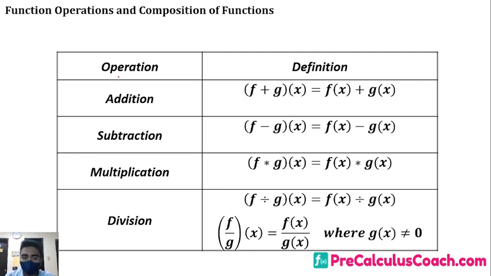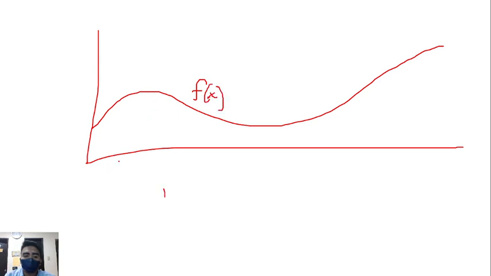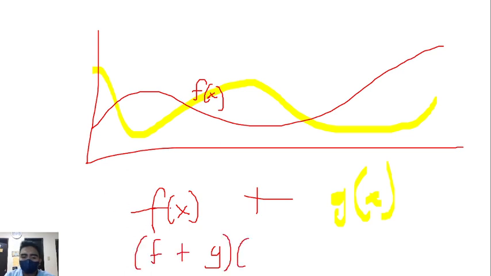Okay, so, in addition, we have this first function, which is f, and the second function, which is g. How do we deal with that kind of form? When we have this kind of form, it only states that inside your Cartesian plane, you have this function, which is f of x. If this is your f of x, and you have g of x, it only means that if you're going to add them, it could be represented as f plus g of x.